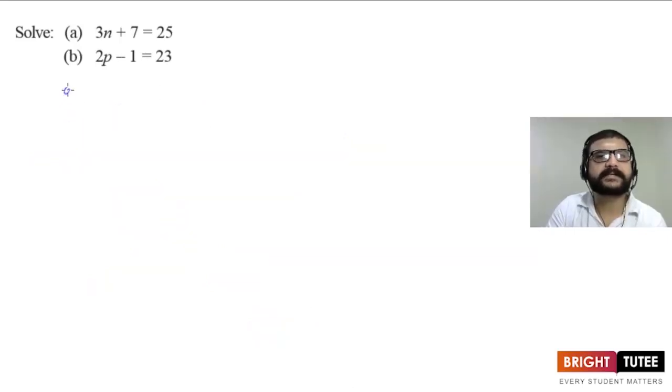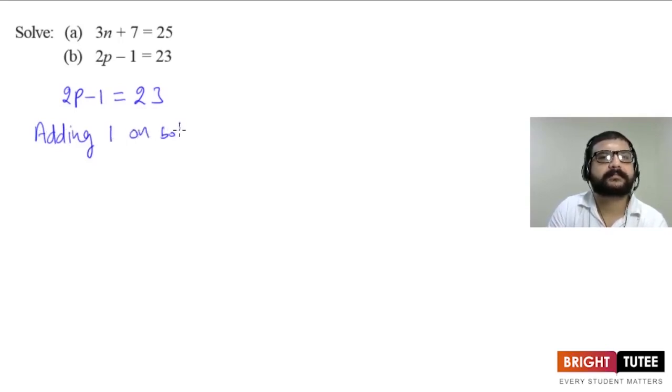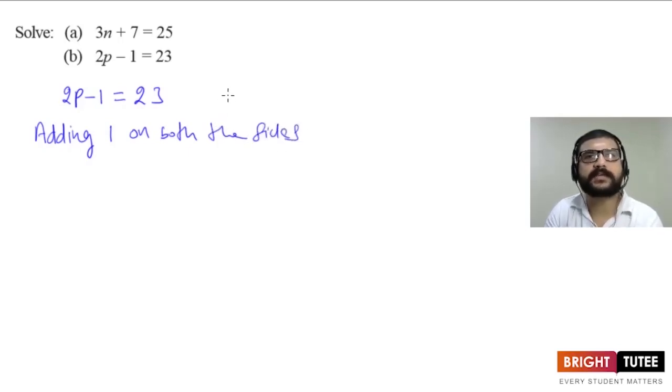The second equation is 2p minus 1 is equal to 23. Now we have to find the value of p from here. First, let's get rid of this minus 1. How can we do that? By adding 1 on both the sides. Whatever we do, we have to do on both the sides of the equation. Then only our equation will remain balanced.